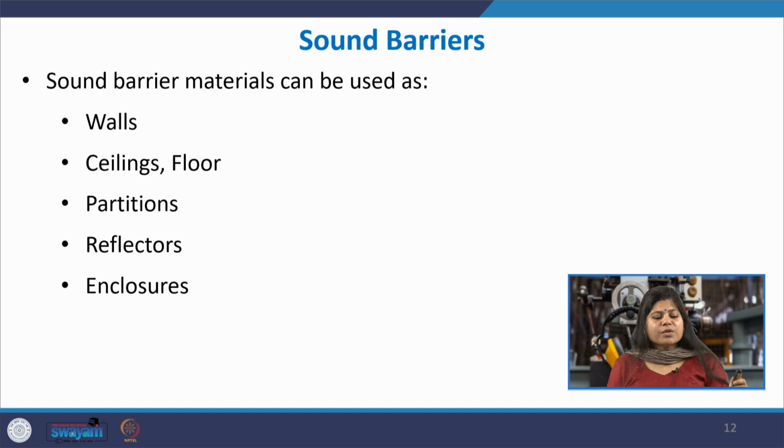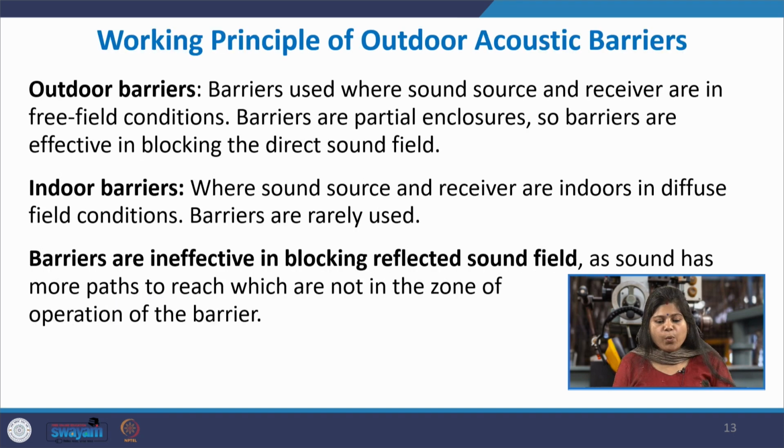Okay. So, now the sound barrier materials can be used for a lot of things. They can be used to make the walls, ceilings and floors and the various partitions in buildings. They can also be used as acoustic reflectors in the pathways for some experiments, and they can also be used as enclosures. Okay. So, what is meant by enclosures? Let us see. Before that, let us see the working principle of outdoor acoustic barriers.